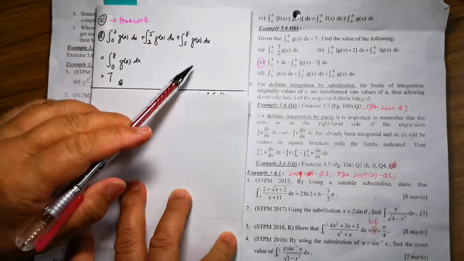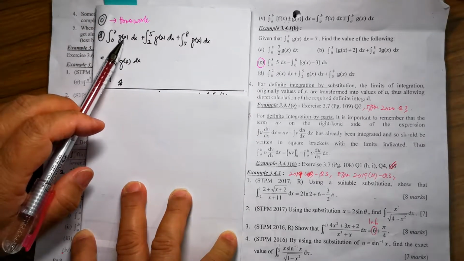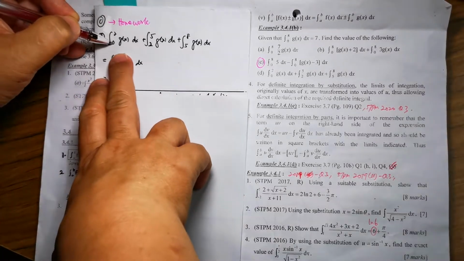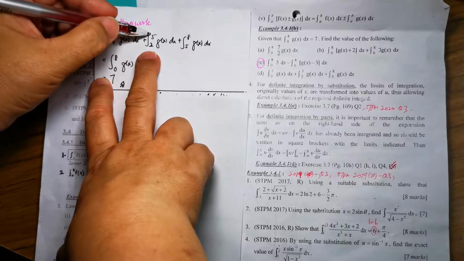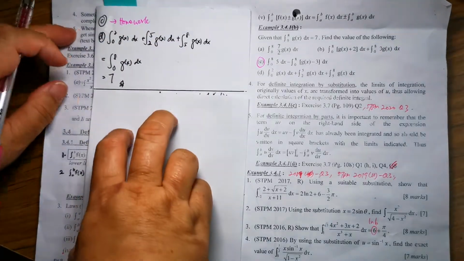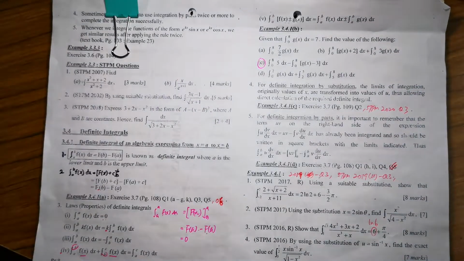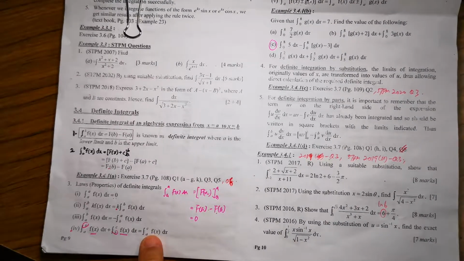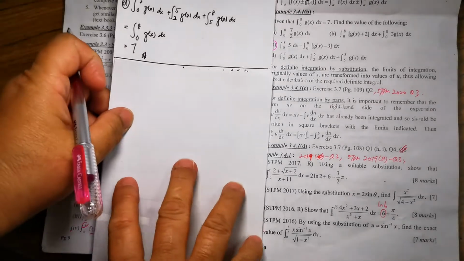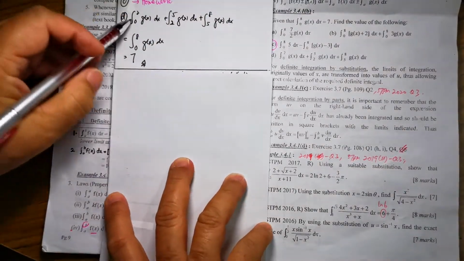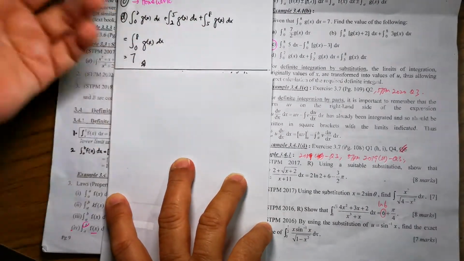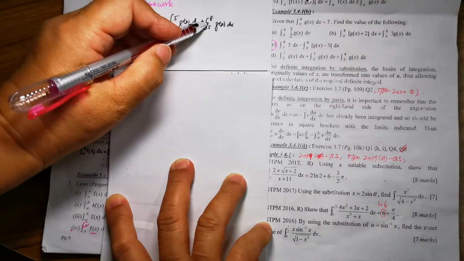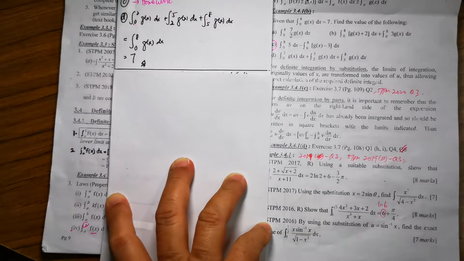So this one is actually quite simple. You see, the integrand is all g(x), g(x), g(x). Let's look at the limits: from 0 to 2, then 2 to 5, then 5 to 8. Then of course we are going to apply the fourth rule. Or we can combine them because the limits are continuous: 0 to 2, 2 to 5, 5 to 8. So we can combine, becoming straight away 0 to 8. And the answer is 7.